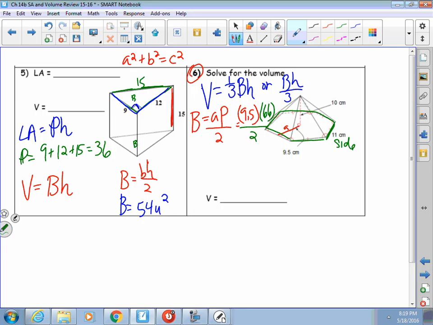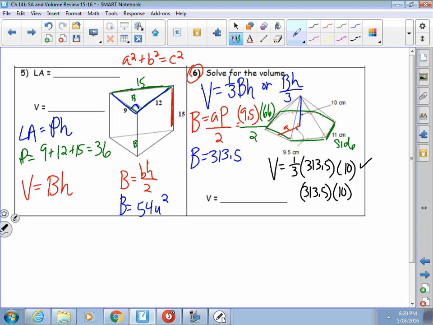So we're doing 9.5 times the 66, which gave us our B to be 313.5. Our height was also given to us. That was our distance from the center to the vertex. So to get to our volume, we can say 1/3 times 313.5 times 10. Get that partial credit right there. Or we know that to take 1/3 of it means we multiply our numbers together and then divide by 3. And we should have got, I believe, 1045.